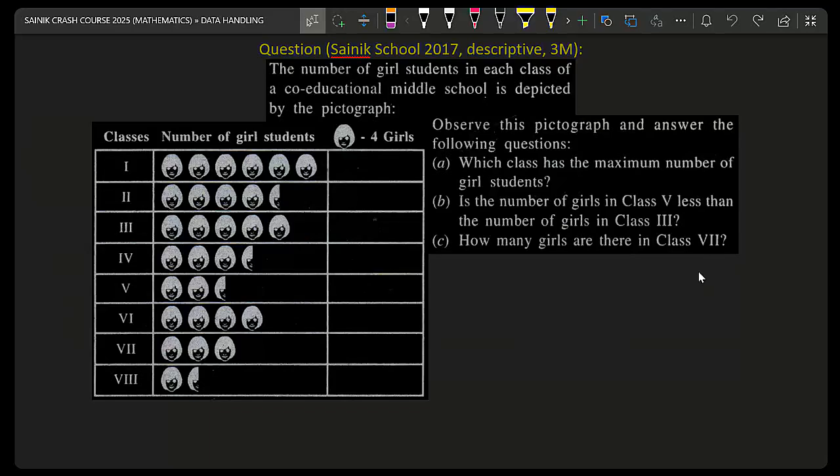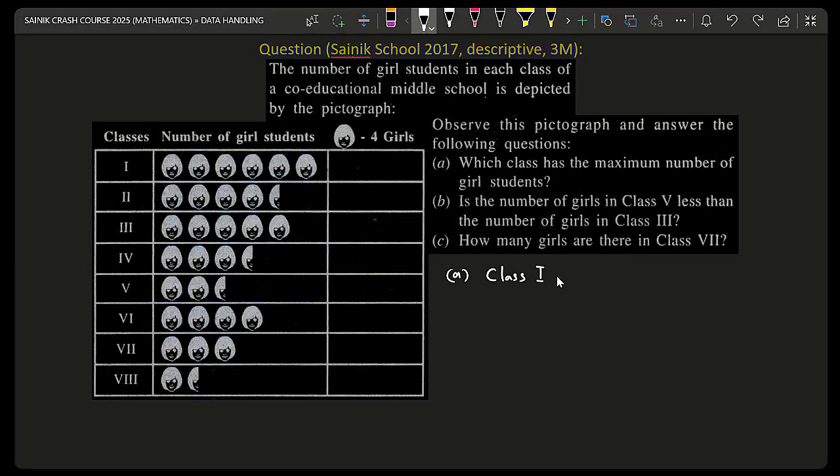Sir, yes, read the question from the beginning. Which class has the maximum number of girl students? Okay, tell me the answer. Sir, it is class 1, right? Yes. Is anything required to solve this? No, sir. Just by looking at the length of the rows, we can say class 1 is going to have the maximum number of girl students.